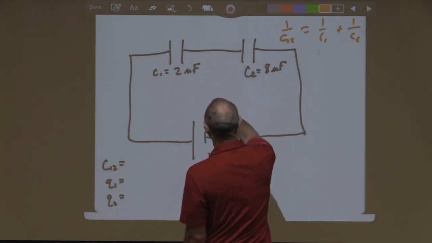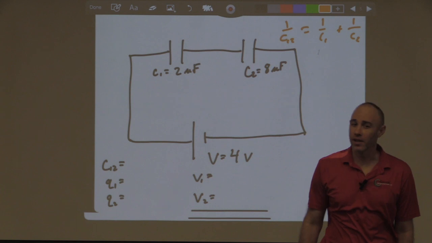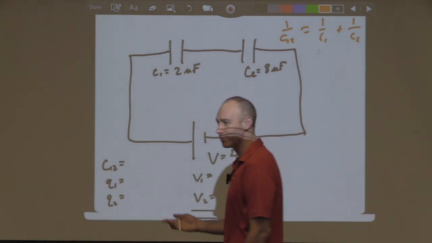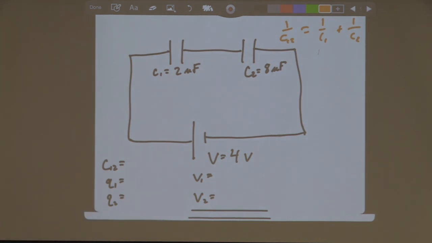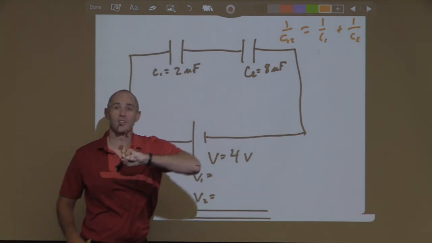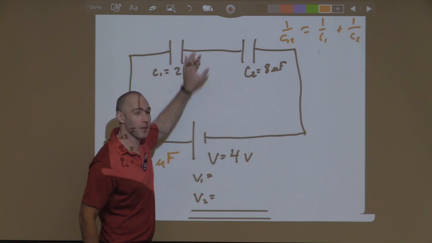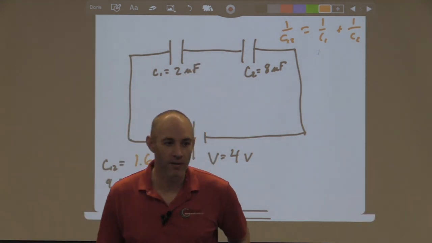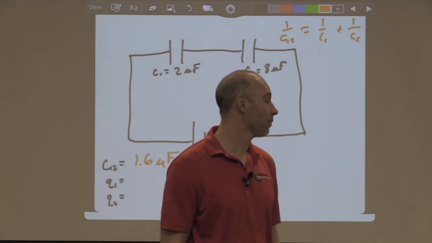1 over 2 plus 1 over 8, and then take 1 over that answer, and what do you get? Which is 1.6. 1.6 microfarads is the equivalent. If I took those two out of the circuit entirely and I put a 1.6 microfarad capacitor in the circuit, it wouldn't change a thing. You wouldn't be able to tell the difference. It's the equivalent. They are the same.